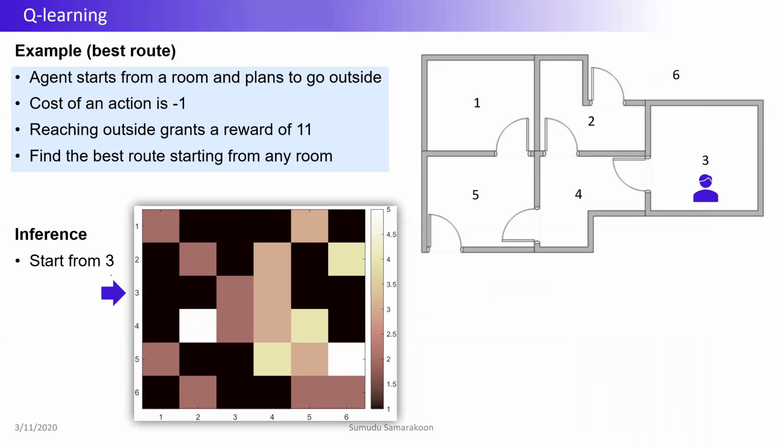Now consider we start from room number 3. Out of these options, you can see moving to room number 4 is better than staying in room number 3. So we pick moving to room number 4. When moving to room number 4, it happens that the best choice is to move into room number 2. Okay, one could ask why moving to room number 5 is not so good.